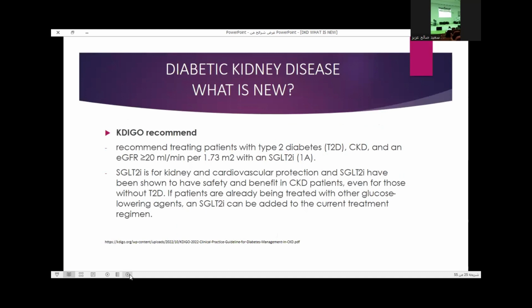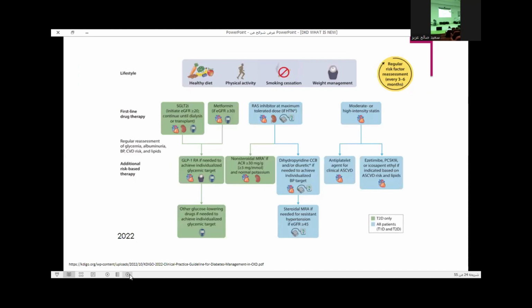So let's start with the first medication. In our next few slides, we will be focusing on the medication that showed a cardiorenal protection, started with the sodium glucose co-transporter, the RAS, and then non-steroidal mineralocorticoids. And we will talk also about the GLP-1 and about the metformin, briefly, where they approved a cardiac protection.